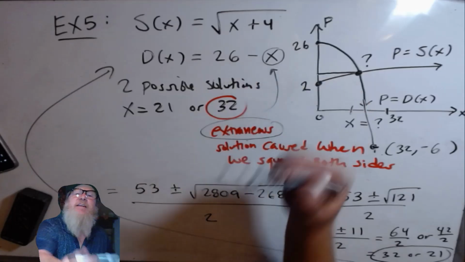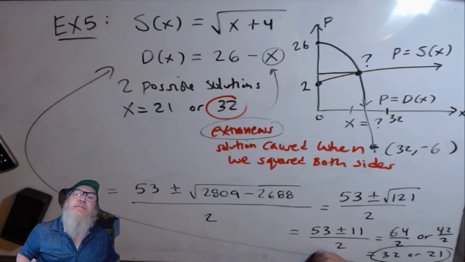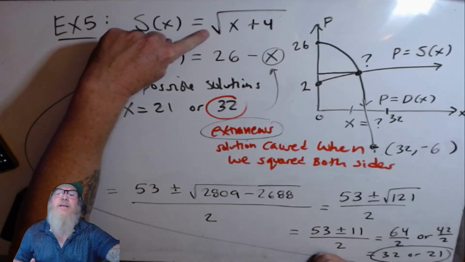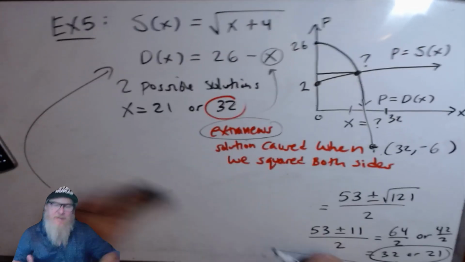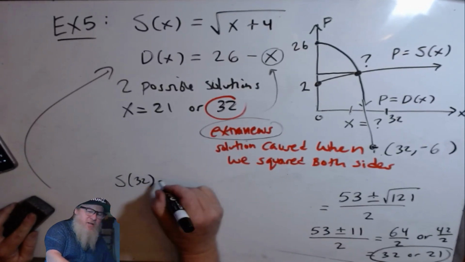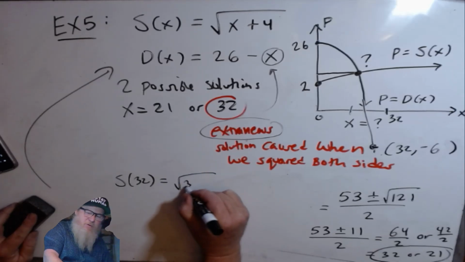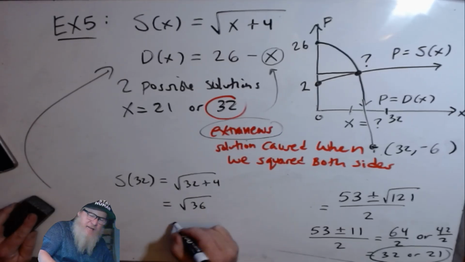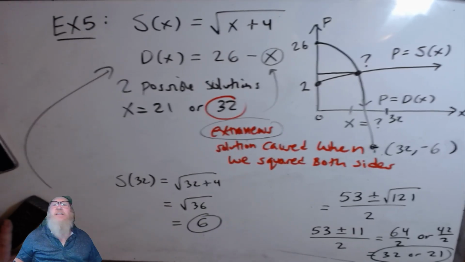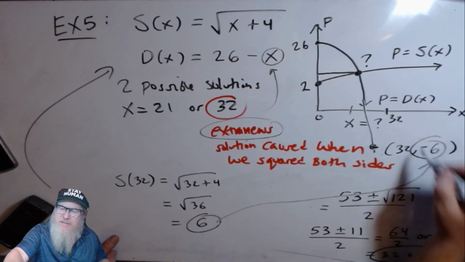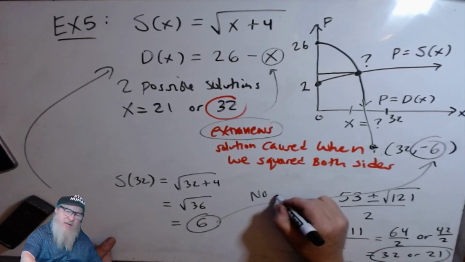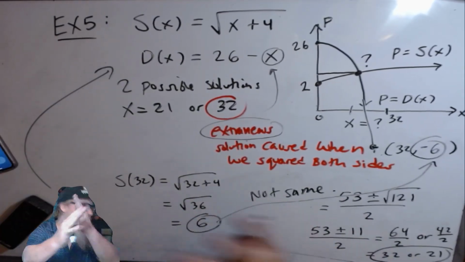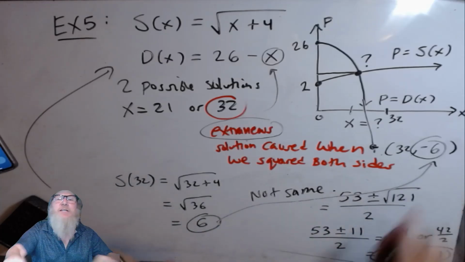Right? You can't have a negative demand. It also doesn't make any sense for this. Because if you plugged in S of 32, you would get the square root of 32 plus 4, which is the square root of 36, which is 6. It's not negative 6. So that's not the same. Remember, supply and demand have to match at this particular point.